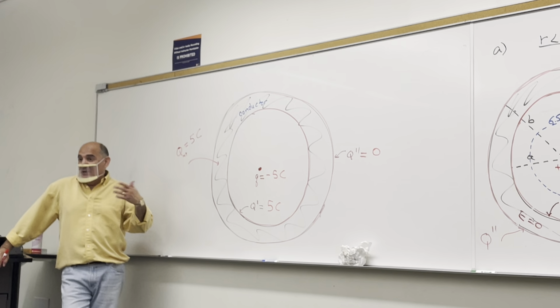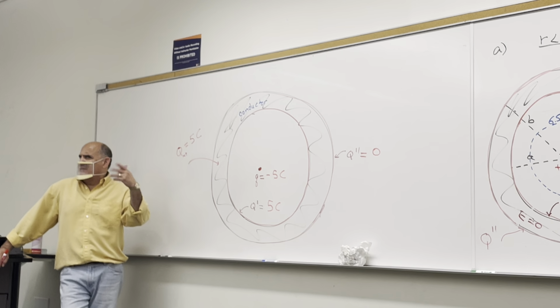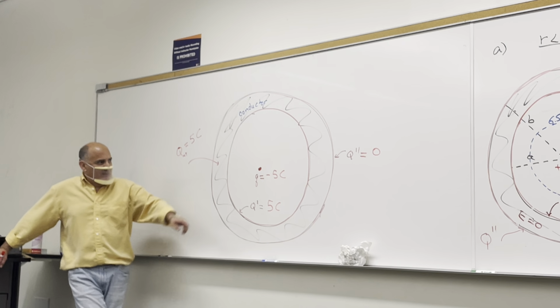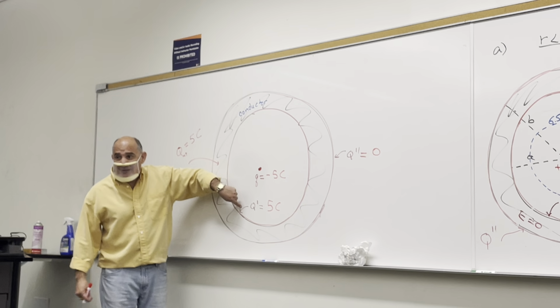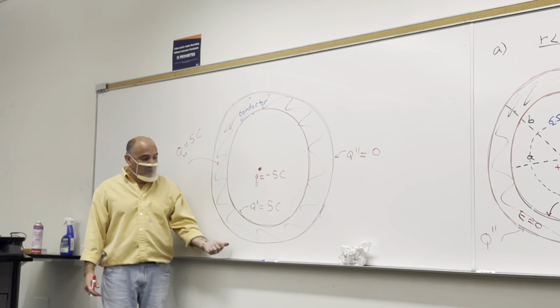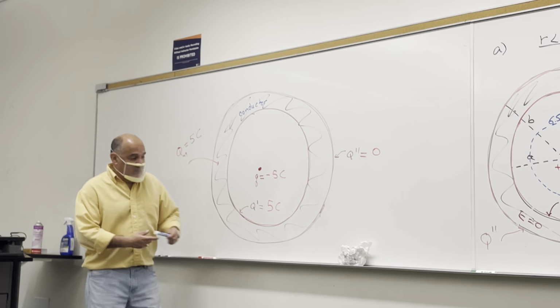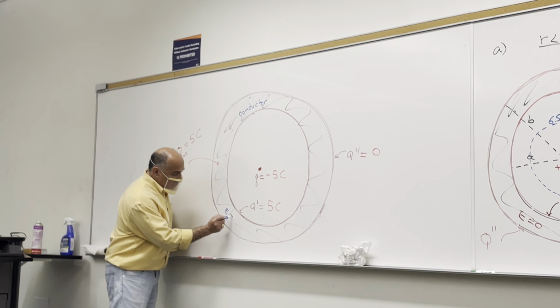So, how will the charges distribute? In between, there's an inner surface and outer surface. It depends on the other charges around, right? This will determine how much charge goes here. And then whatever is left over to make the total charge of that conductor has to go to the outer surface, with the purpose of making the electric field here 0.